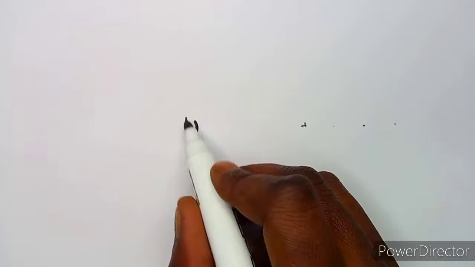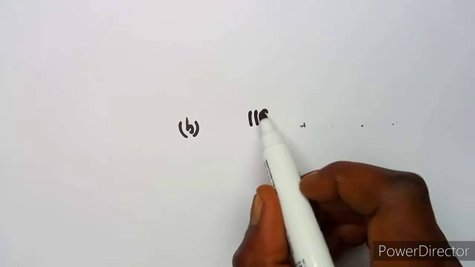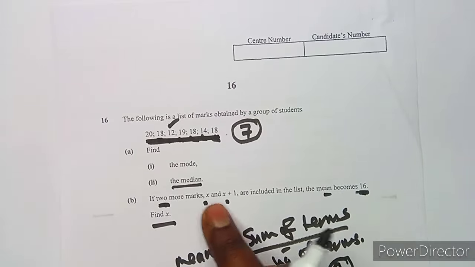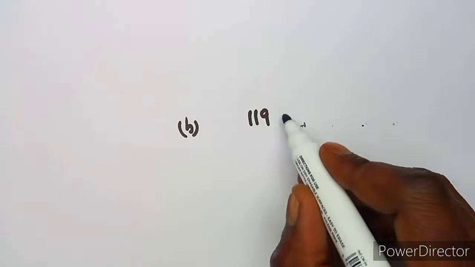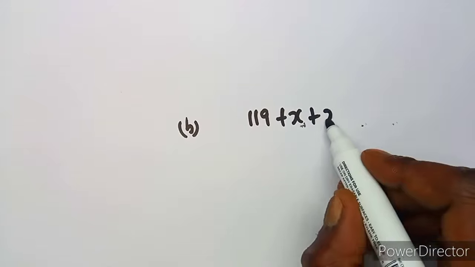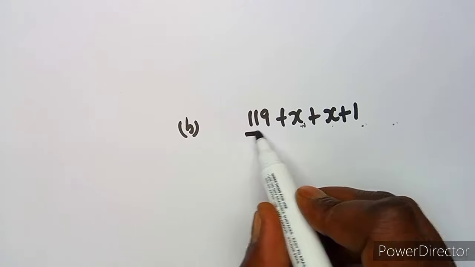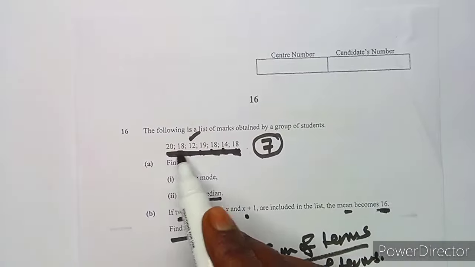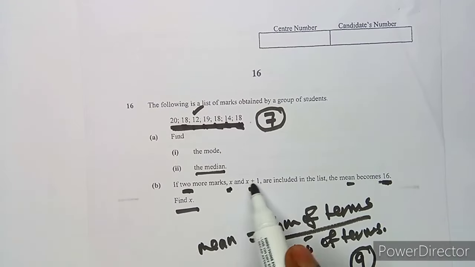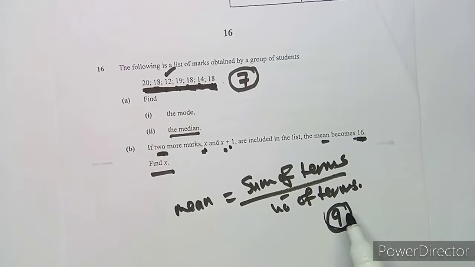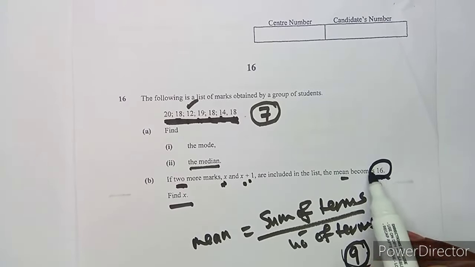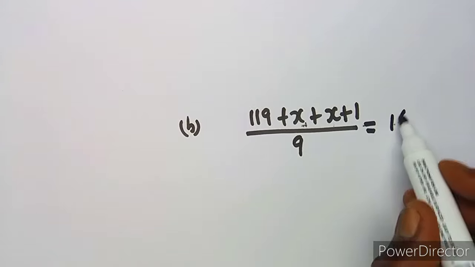So like I said, the mean is the sum of terms. You're going to obtain 119 by just adding these numbers plus these 2 that we have, which are x and x plus 1. So we're going to add x and x plus 1 over the number of terms. We are now having 9, because we said we have got 7 here plus these 2 that we have added. So now our numbers are equal to 9. So it's going to be over 9 is equal to the mean. What is the new mean? The mean becomes 16. So you're going to equate to the mean.